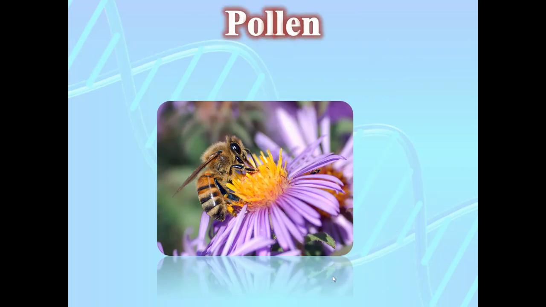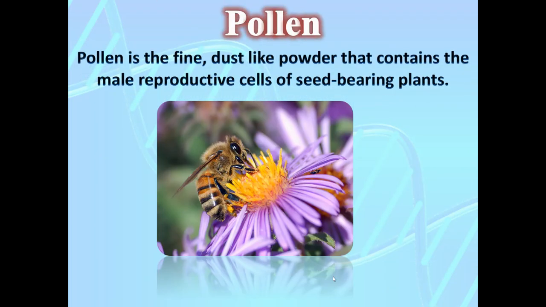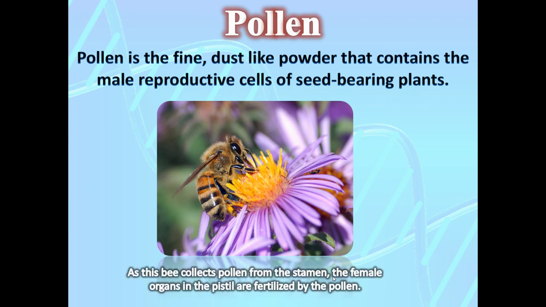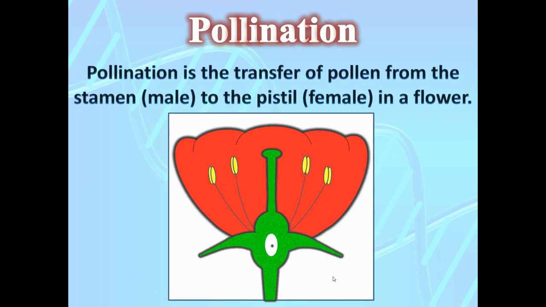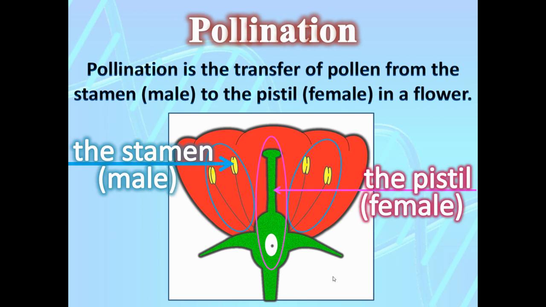The pollen. A pollen is a fine dust powder that contains the male reproductive cells of seed-bearing plants. As this bee collects pollen from the stamen, the female organs in the pistil are fertilized by the pollen. Pollination. Pollination is the transfer of the pollen from the stamen to the pistil in a flower.